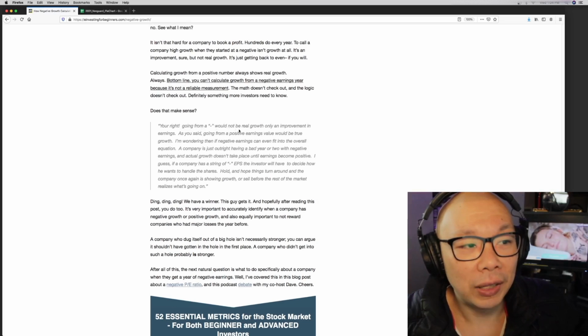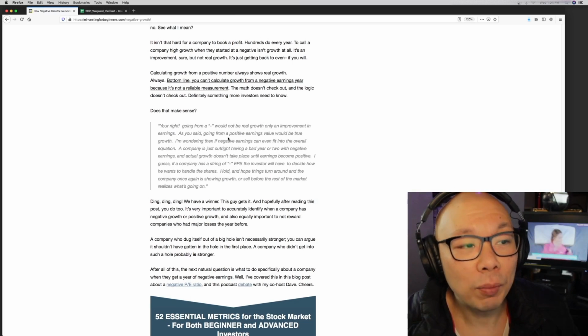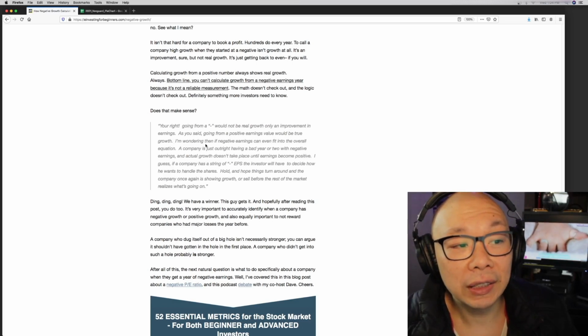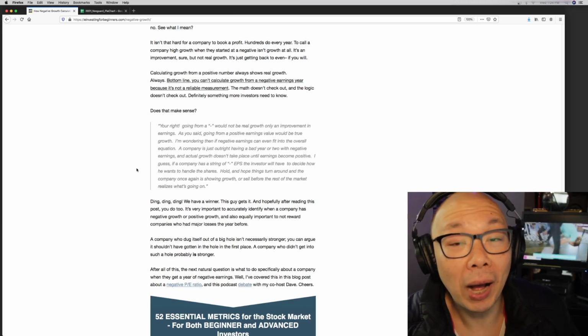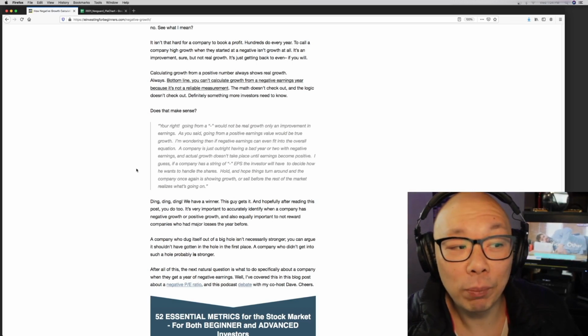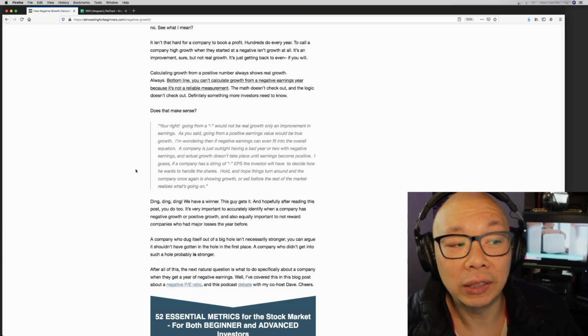Going from a negative would not be real growth, only an improvement in earnings. As you said, going from a positive earning value would be true growth. I'm wondering then if negative earnings can even fit into the overall equation. A company is just outright having a bad year or two with negative earnings, and actual growth doesn't take place until earnings become positive. I guess if a company has a string of negative EPS, an investor will have to decide how he wants to handle the shares. Hold and hope things turn around and the company once again is showing growth, or sell before the rest of the market realizes what's going on.